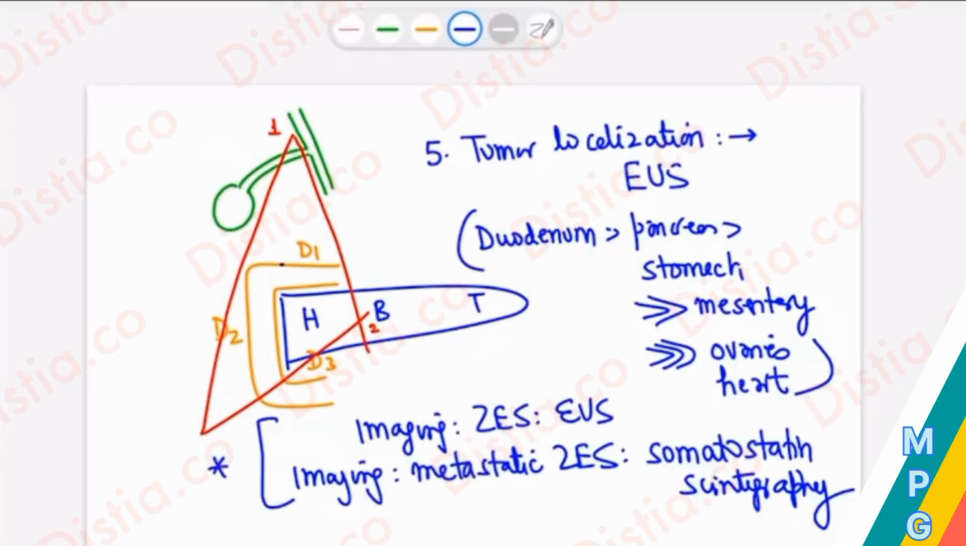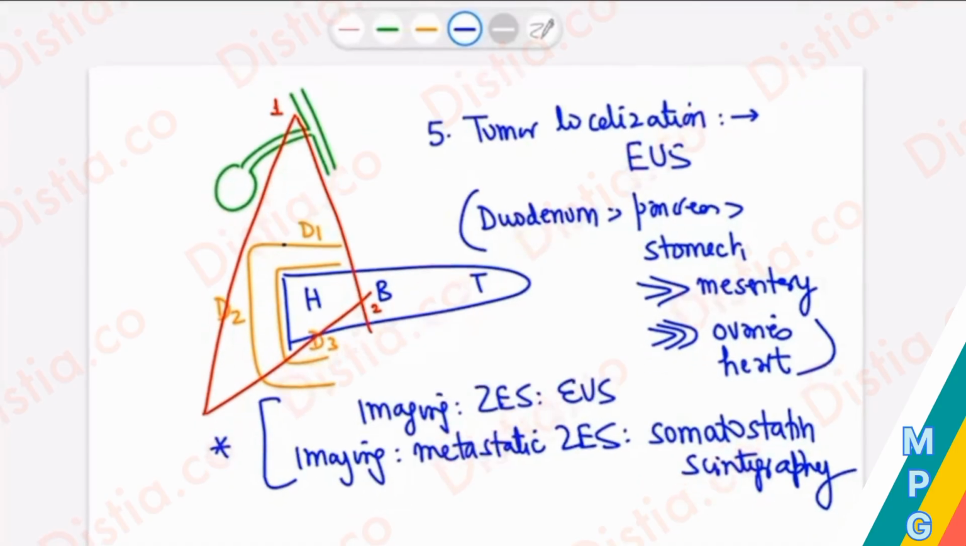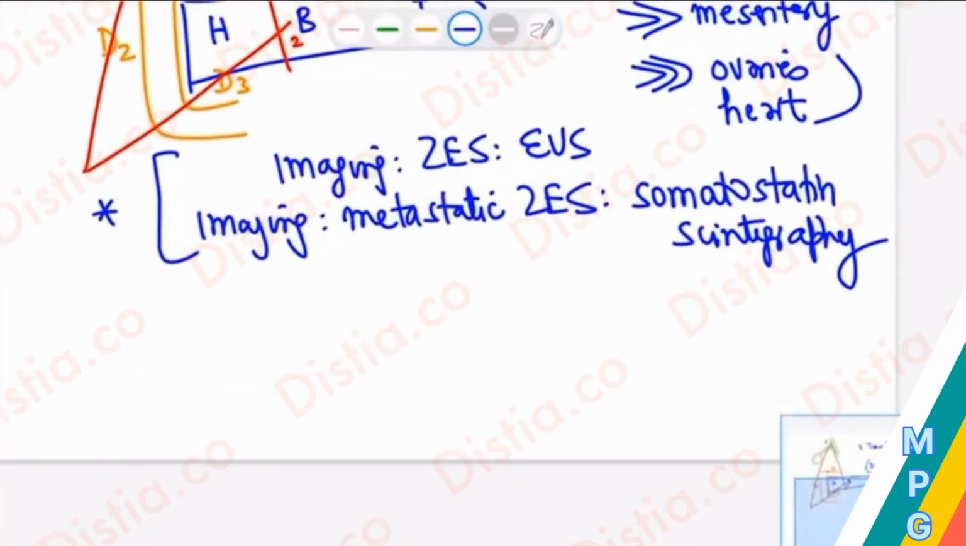I mean, the anatomical boundaries can be asked and the radiological aspects, anatomy, radiology, and the clinical aspect of epigastric pain with diarrhea can be asked in a single question only. So do take note of the fact that if he is asking you a standard Zollinger Ellison which is benign, or if he is talking about a malignant one, then obviously somatostatin scintigraphy will be answered by you.